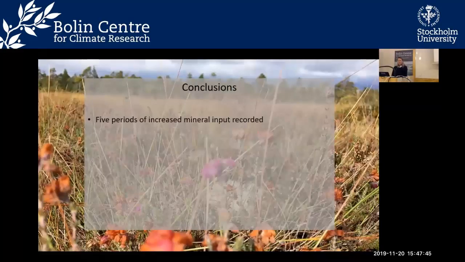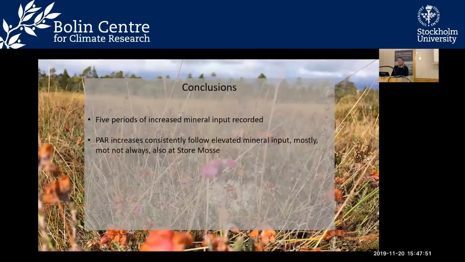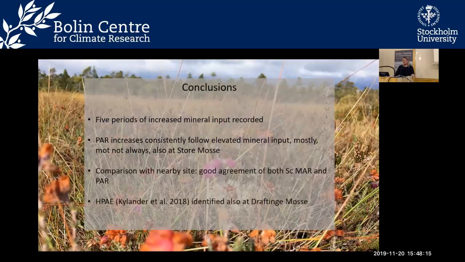So in conclusion, we have 5 periods of increased mineral input recorded at Draftingemosse, and the peat accumulation rates have increased consistently following the elevated mineral input. And this is also the case mostly, but not always, at Storemosse. And I think that this is interesting to probe further, and the work that Eleanor is doing with understanding what species is responsible for this would hopefully give us a lot of answers to that. And also, the high peat accumulation event is also recorded here at Draftingemosse. So in general, a lot of similarities between the two sites.